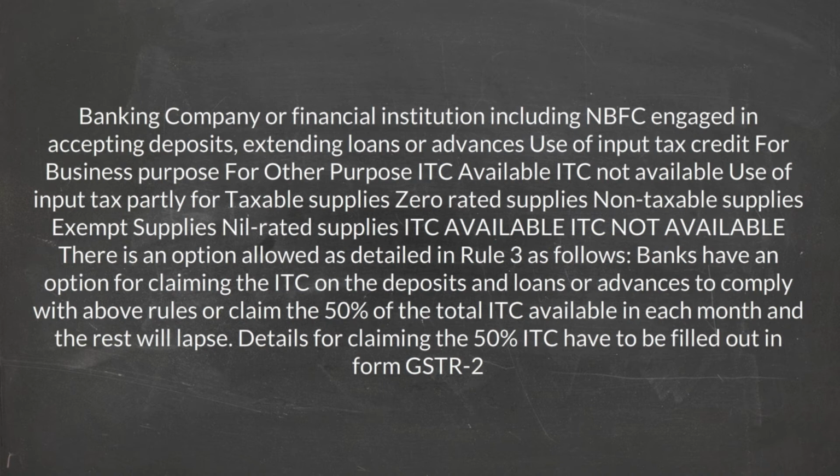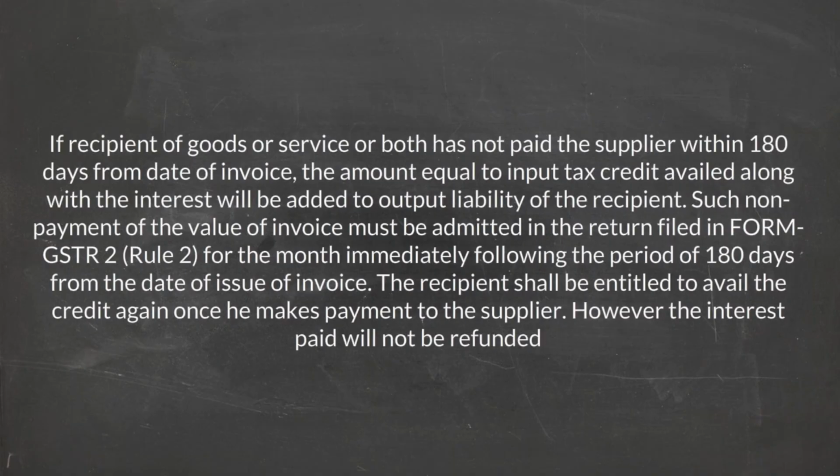There is an option allowed as detailed in Rule 3 as follows. Banks have an option of claiming the ITC on the deposits and loans or advances to comply with the above rules, or claim 50% of the total ITC available in each month and the rest will lapse. Details for claiming the 50% ITC have to be filled out in Form GSTR2.